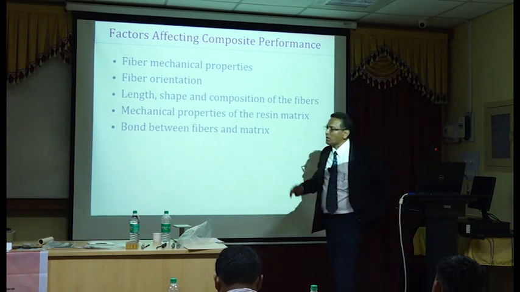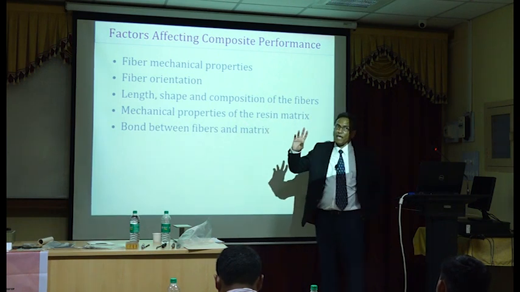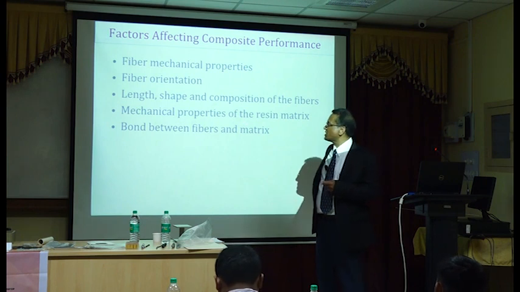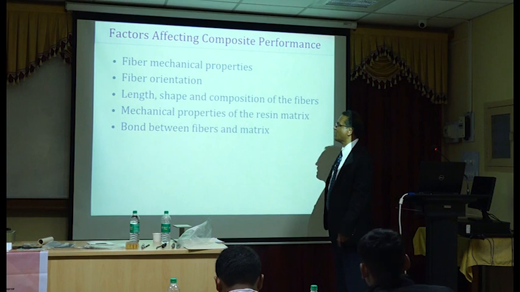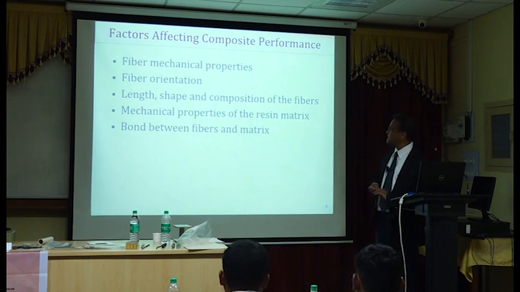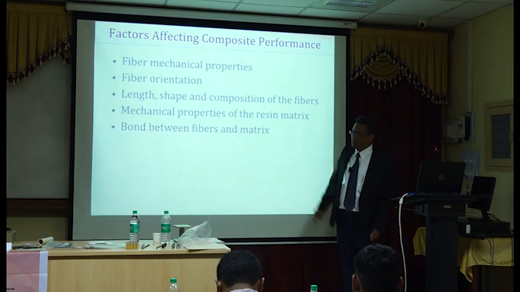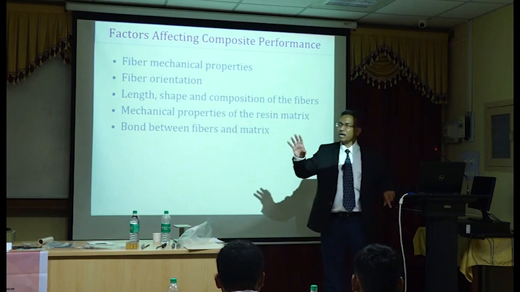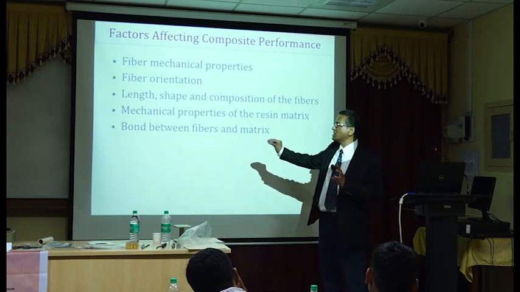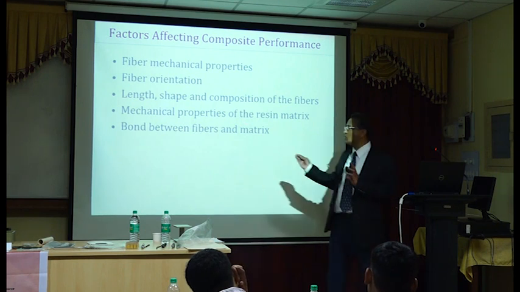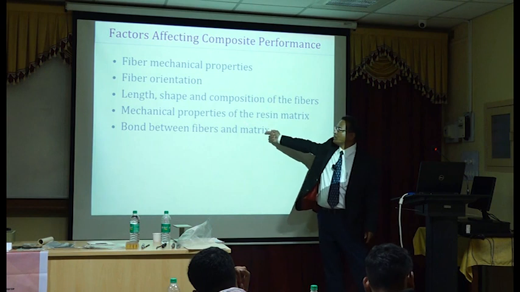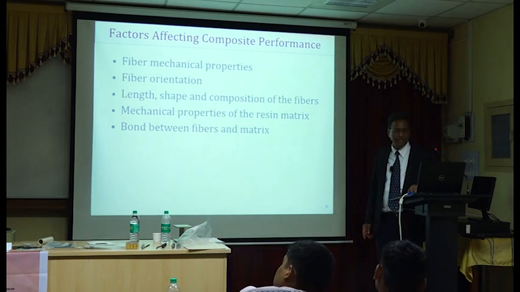So the composite strength is dependent on fiber mechanical properties. Very, very important. In the direction of the fiber, you'll have very good strength. In the perpendicular direction, that is direction transverse to the fiber, you will not have very good strength. Length, shape, composition of all these fibers will make a difference. Mechanical properties of resin matrix will make a difference, but not as much as the fiber. We'll do that tomorrow when I will explain how, say, at 50% by volume fraction, how much is the strength going to be for the composite. If it is 25%, what is it going to be? If it is 10%, what's it going to be? Very simple mechanics. It's nothing complicated, but we'll talk about it tomorrow. And then we need to have a good bond between fiber and matrix.